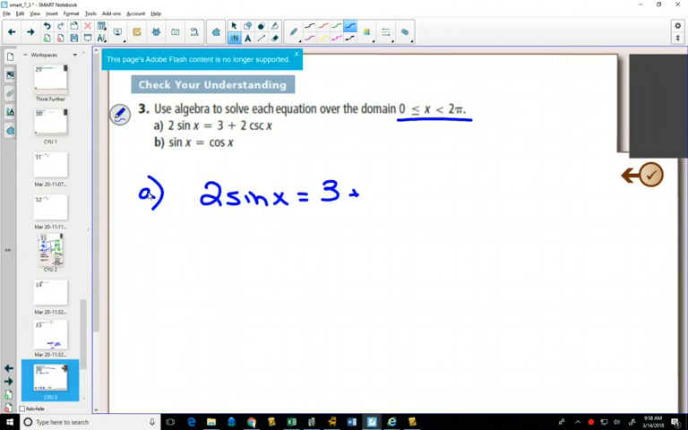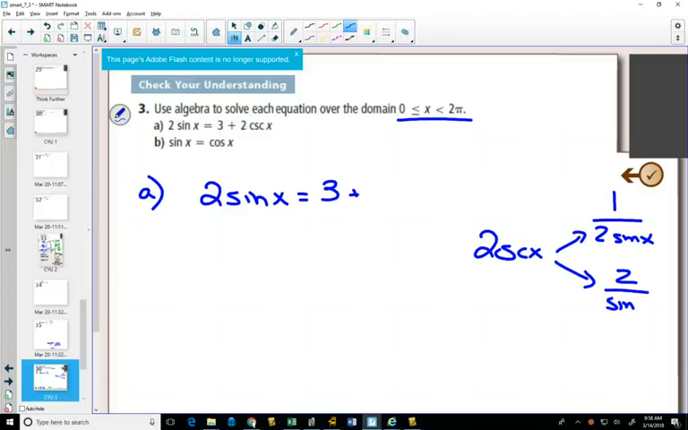Now, the biggest thing you're going to have to ask yourself at this point is if you have 2 cosecant of x, is that 1 over 2 sine x, or is that 2 over sine x? What happens to the 2? Does it move down to the bottom with the sine, or does it stay at the top? Well, the only thing we know is that cosecant is 1 over sine. So if I just keep the 2 out in front and I change the cosecant to 1 over sine, now we have to ask ourselves, what does that 2 in front do?